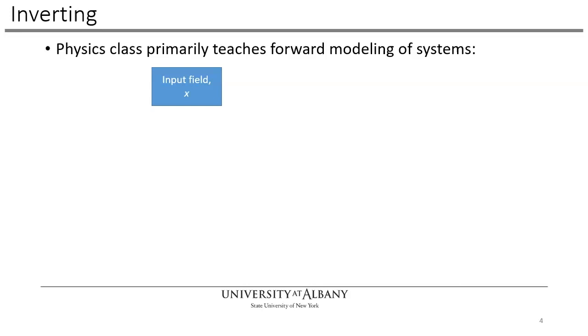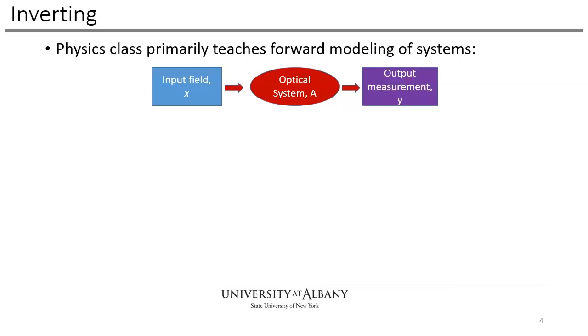So my input in my case is going to be an input optical or electric field. I'll call it X. It goes through some optical system here, which may include propagation through free space, interaction with different materials, Maxwell's equations governing all of that. And that will be some system that I'll model generally as this A operation. And then there will be an output, which in my case is what I measure on a camera in the lab and what I take and then process to get information out of it. And I'll call that output measurement Y here.